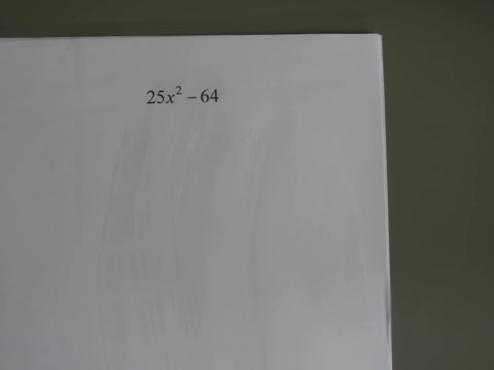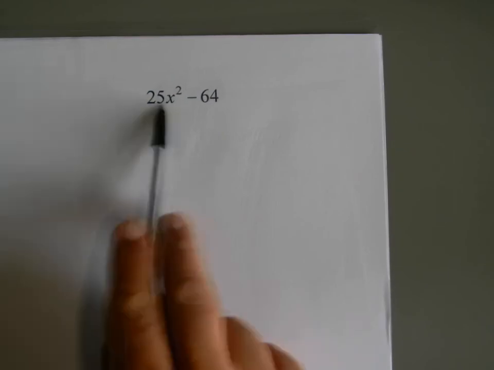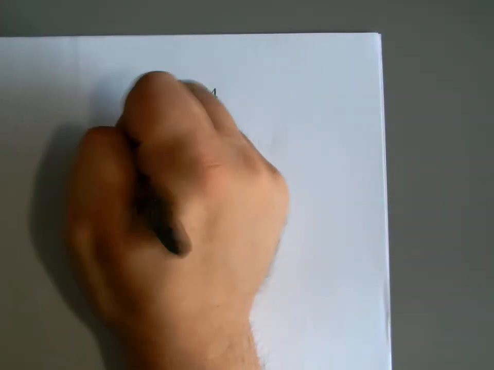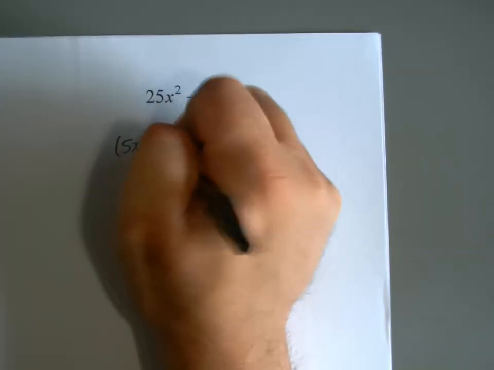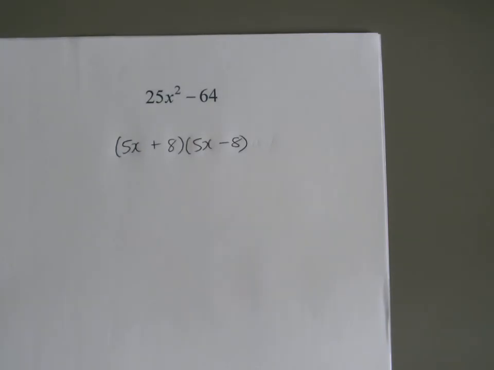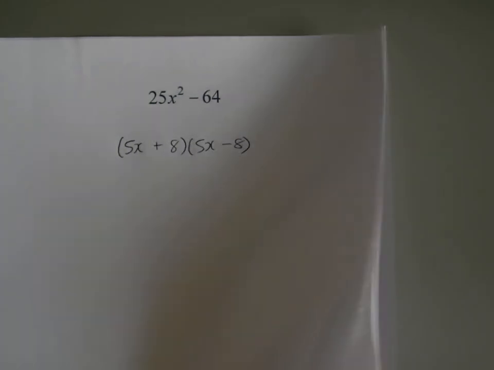Same here. I'm sure you can spot that these are a difference of two squares again. That's the square of 8, and this is the square of 5x. So in both brackets, 5x plus 8, 5x minus 8. Let's look at the next one.